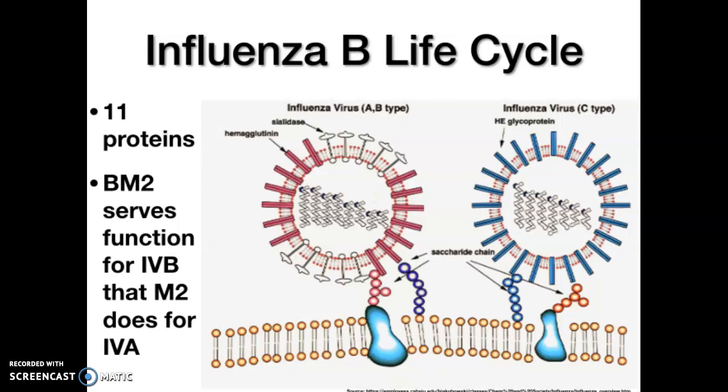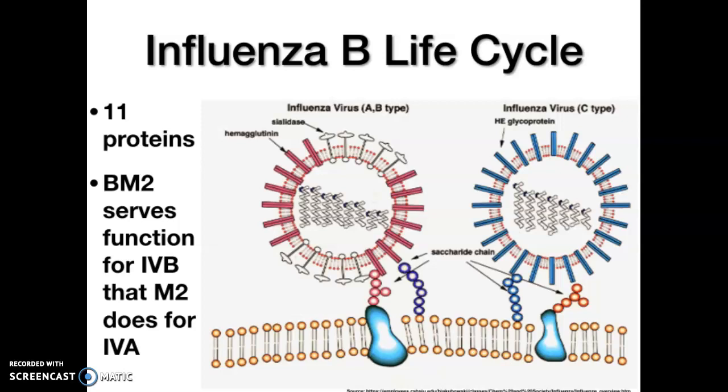Attachment occurs in the same way as A, with HA, the hemagglutinin, attaching to the sialic acid on the surface of the host cell. Endocytosis occurs for B-type influenzas as well as in A, and endosomal acidity contributes to viral uncoating. Just like in type A influenza, pH triggers an HA conformational change that exposes a fusion peptide that allows the viral envelope to merge with the endosomal membrane. But unlike influenza A, influenza B doesn't have an M2 channel, but rather the aforementioned BM2.